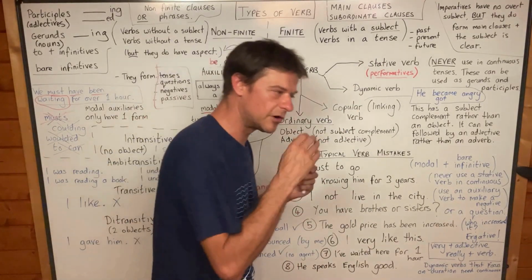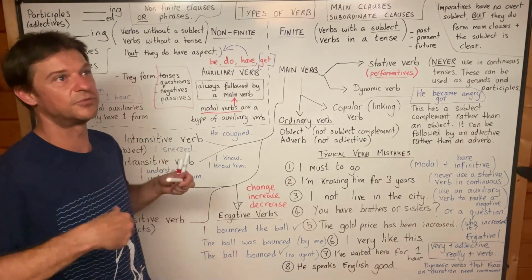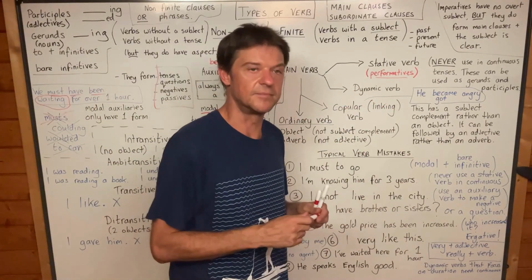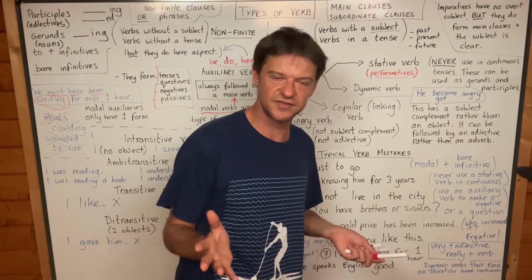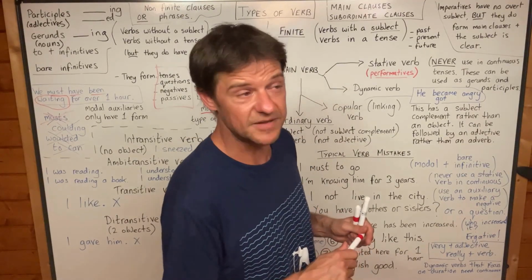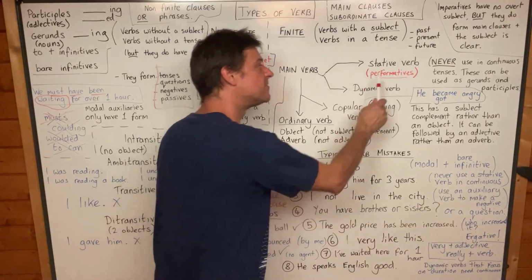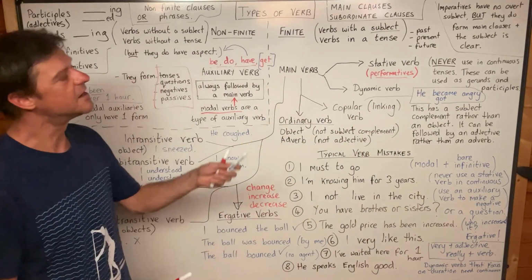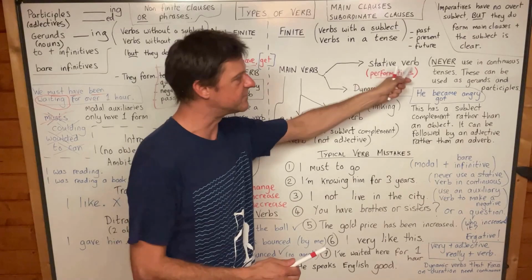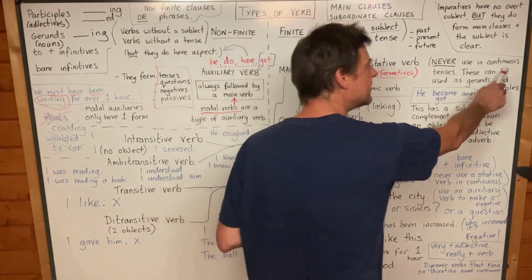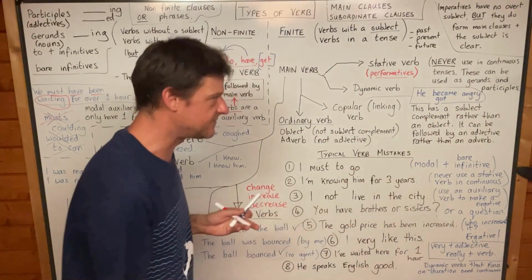Yeah, performatives you will learn about on this course. They're verbs which you perform when you say them. For example, I promise. Yeah, you don't say I am promising, even though you're doing it right then. You say I promise, and when you perform the verb when you say it, well, then they become stative verbs. And these stative verbs are never used in continuous tenses.